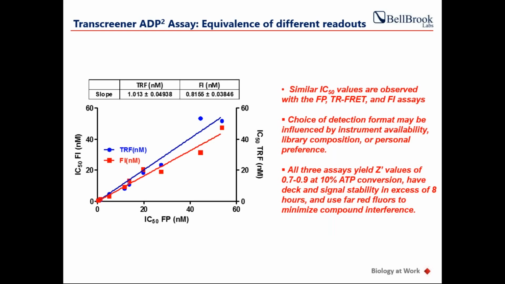Another thing in terms of concordance, so we have three different detection formats, as I mentioned. There's the FP, the TR-FRET, and the fluorescence intensity. And sometimes investigators will use one for a high-throughput screen, and they'll use another one for hit confirmation. And this is just showing that, yes, you get very good concordance between the inhibitor potencies measured with the three different detection formats. In this case, we're looking at a number of different kinases and different inhibitors here, not just protein kinase A.